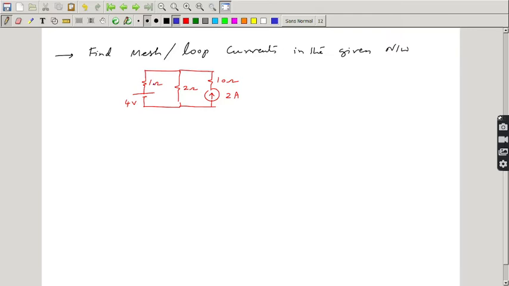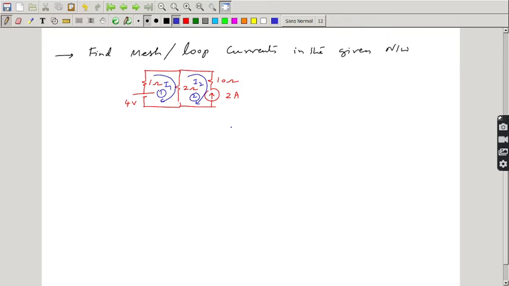First you identify how many meshes, how many closed loops, are there. Only 2 here. Take this as loop 1, and this as loop 2. Second point, assign the current direction for each mesh. I am assigning the current direction like this, and this current I take as I1, and another loop current I take as I2. You can assign any direction of your choice; the same direction is not required. So I am assigning in this way.